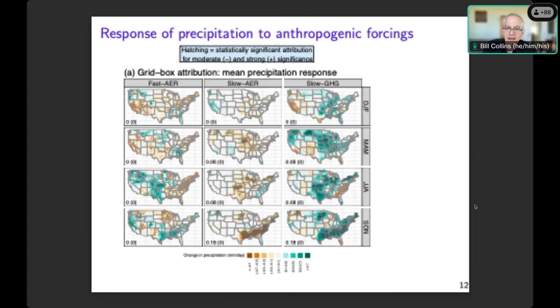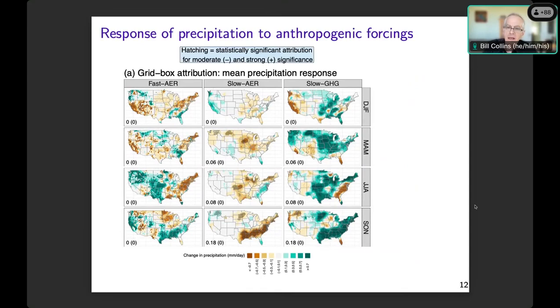So what we find in the models is something that's relatively well known, with some twists. This is the mean response of the precipitation as a function of seasons. The seasons are given by the rows, and the different forcing agents are shown by the columns. So let's start with the right-most column, which is the slow response to greenhouse gas forcing. And that, as models have suggested in the past, results in an increase in mean precipitation across a wide swath of at least the eastern and high plains United States. It's shown by the fact that it's green and statistically significant.